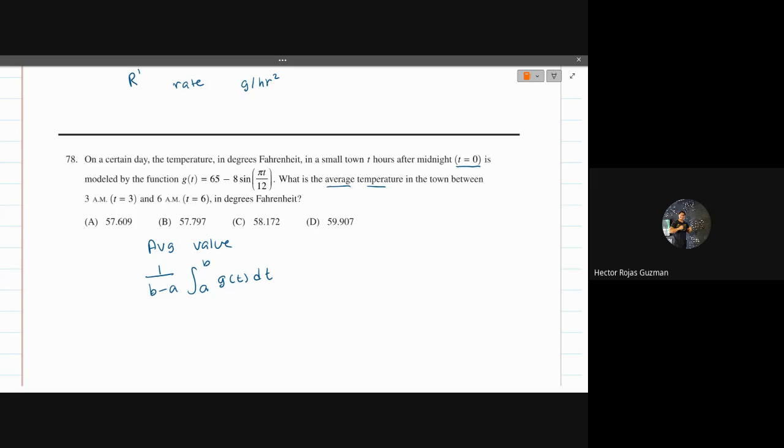So what's the average temperature in the town between 3 and 6? 1 over 6 minus 3 times the integral from 3 to 6 of g of t dt. Be really careful when you plug it into the calculator, because that could throw you off. But if you plug it in correctly, we're going to get b.